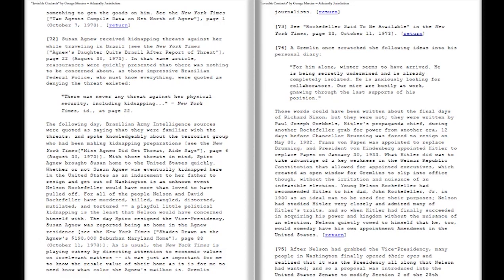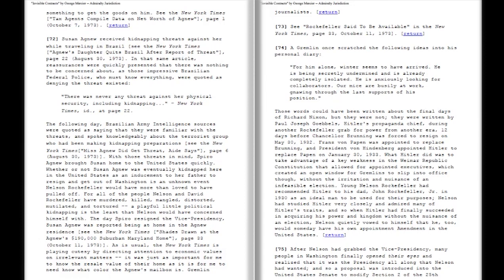In that same article, reassurances were quickly presented that there was nothing to be concerned about, as those impressive Brazilian federal police, who must know everything, were quoted as denying the threat existed. There was never any threat against her physical security, including kidnapping. New York Times, ibid., at page 22.